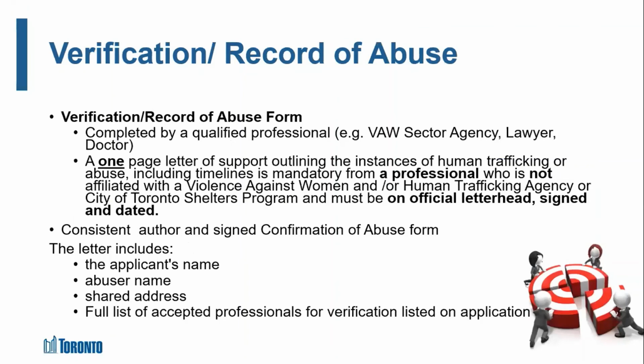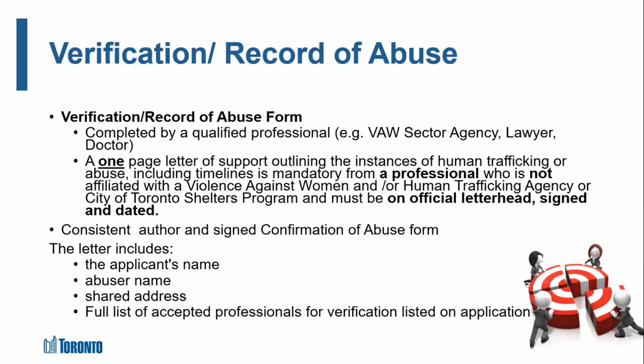The verification or record of abuse is completed by the individual supporting the applicant with their application. For example, there is a list on the application which includes agencies within the VAW sector, or a lawyer or a doctor. A one-page letter of support outlining the instances of human trafficking or domestic abuse, including timelines, is mandatory for professionals who are not affiliated with the VAW sector or human trafficking agencies, or who work within the City of Toronto shelter programs. Again, this letter must be on official letterhead and signed and dated.